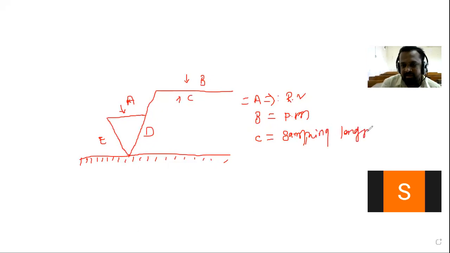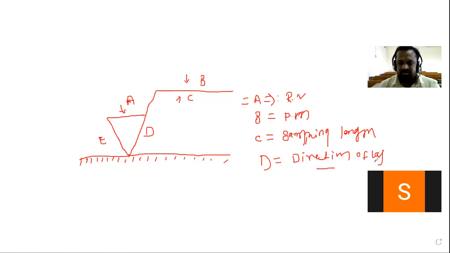Length taking for checking purpose. Then D for that. Direction of lay. Then what is meant by the direction of lay, and what are the different types of the direction of lay? It shows the pattern of roughness on the surface. Then please tell me what are the different types of direction of lay?